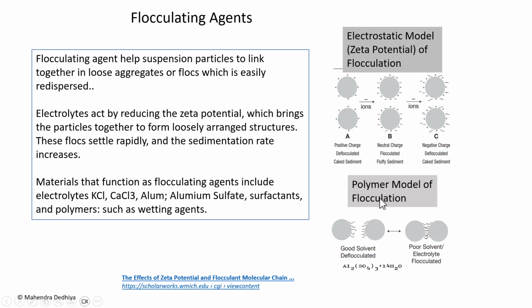Another model is polymer. So we can use polymers. And if we use polymers with a good solvent, the polymers will repel each other, will not form the floc, and it will form deflocculated. If we have a poor solvent with polymers, it will form a floc. Particles will come very close to each other. They will not be repelling, and it will form a floc. These two models are commonly used in pharmaceutical preparations.